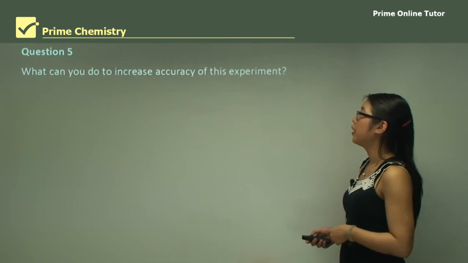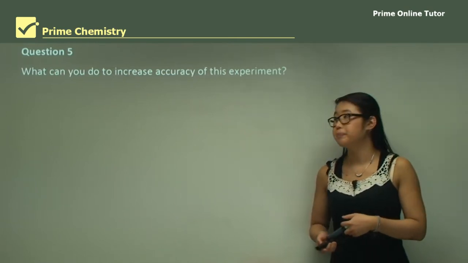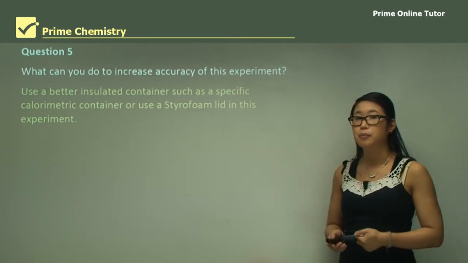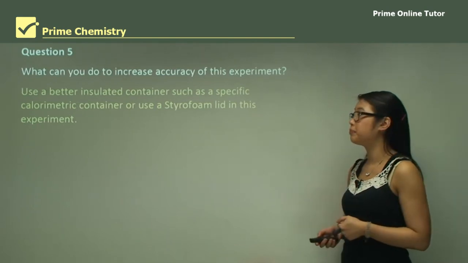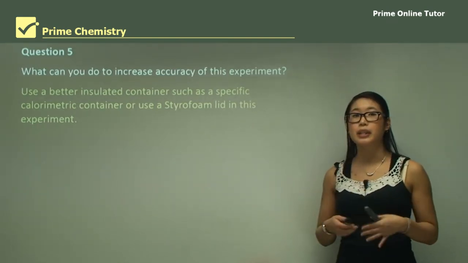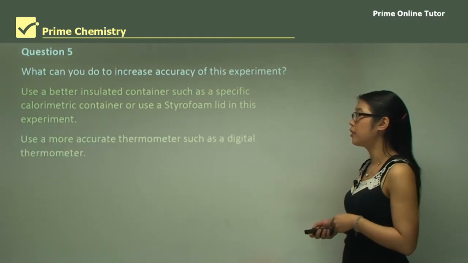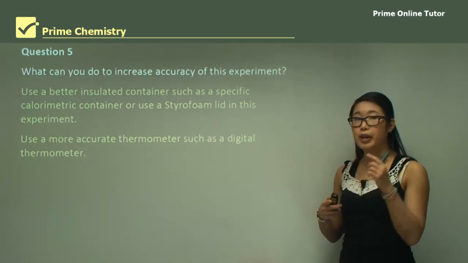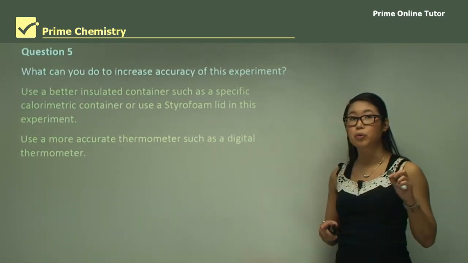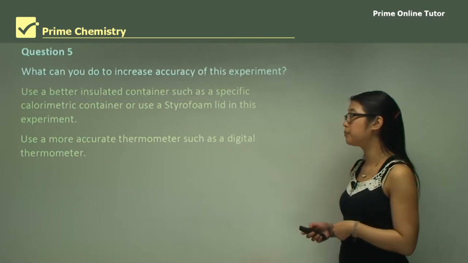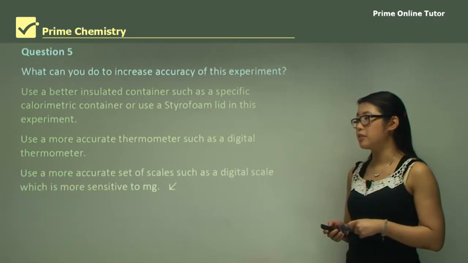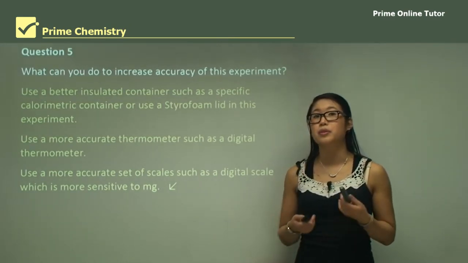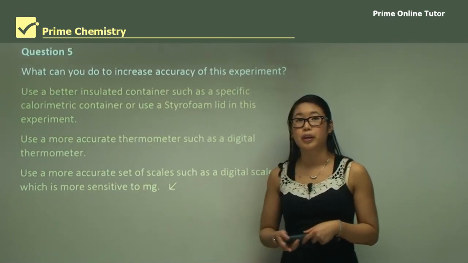Finally, question 5. What can you do to increase accuracy in our experiment? We can use a better insulated container, such as a specific calorimeter container or a styrofoam lid. This will allow us to keep the heat in so we don't lose any heat to the surroundings. Use a more accurate thermometer, such as a digital thermometer, because with the ones with red dye or mercury we can't really tell very small differences, but a digital thermometer can. And use a more accurate set of scales, such as a digital scale, which can measure milligrams or even smaller and give more accurate results, so we can have better calculations.